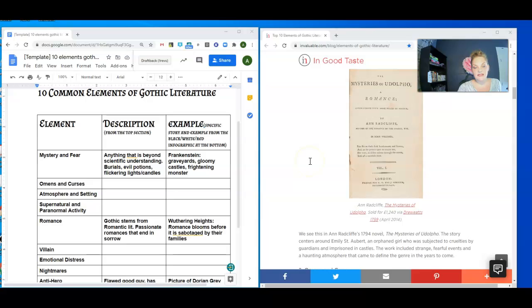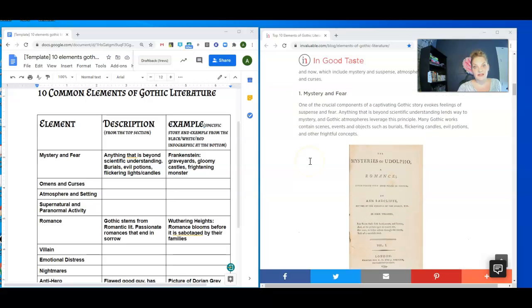So hauntings, we can't explain what really is happening. So I took that and I took the pieces I thought were the most important. I summarized the description of it. Anything that is beyond scientific understanding, that's the basis of the mystery and fear. And then I gave the little examples that I give. Burials, evil potions, flickering lights, and candles. Basic. I didn't go into huge detail or anything. I just chose the basic idea of what this means for Gothic literature.